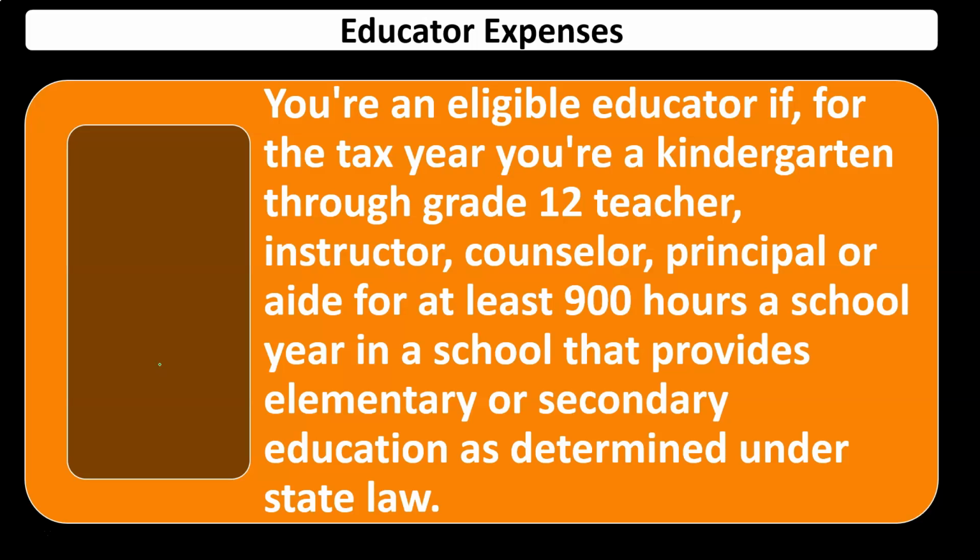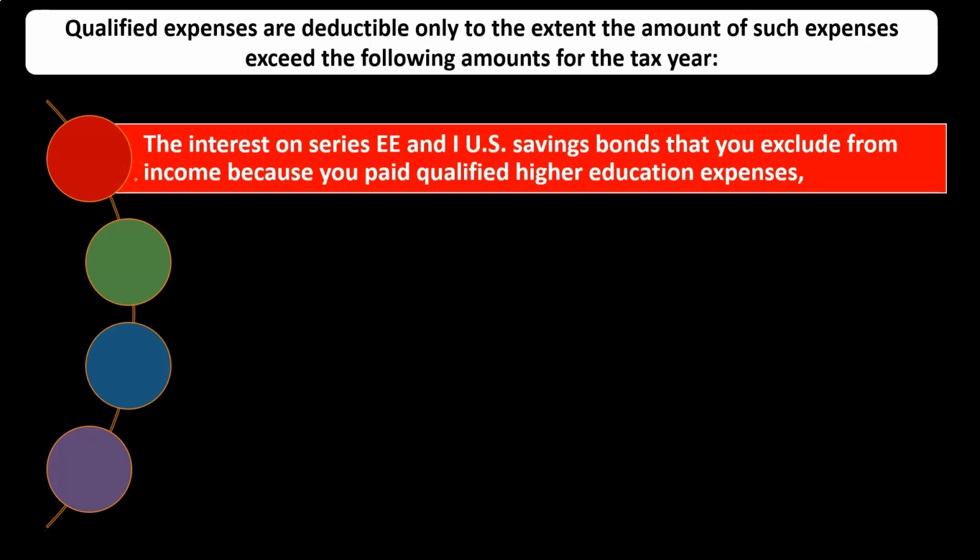So educator expenses: you're an eligible educator if for the tax year you're a kindergarten through grade 12 teacher, instructor, counselor, principal, or aide for at least 900 hours of the school year in a school that provides elementary or secondary education as determined under state law. So this is the rule. Do they qualify as an educator? If they do, you want to encourage them to save at least $250 of expenses they have incurred, and then you can basically take that above-the-line deduction.